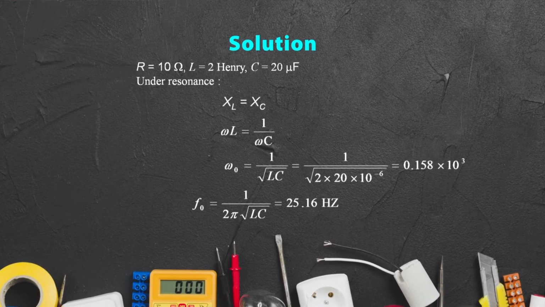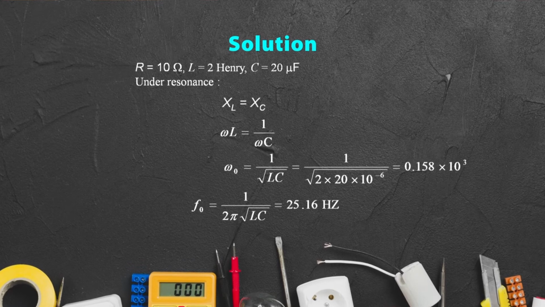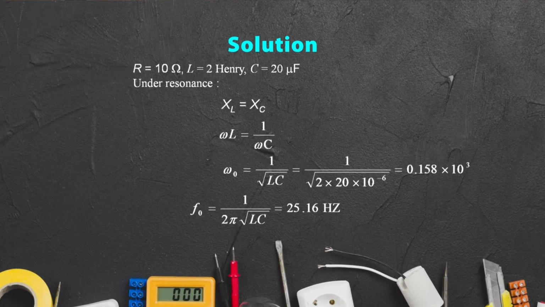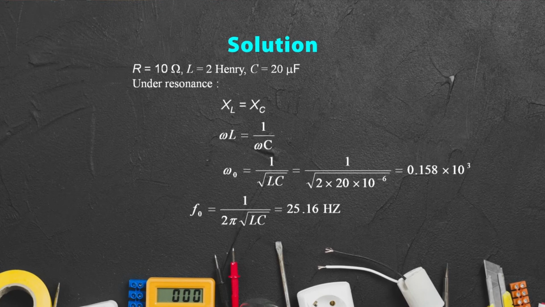Now you have a value of inductance and you have a value of capacitance. Just put the values of inductance and capacitance in this expression, that is omega naught is equal to 1 upon under root LC. The value of L is 2 Henry, and the value of capacitance is 20 microfarad, so C can be written as 20 into 10 to the power minus 6. After solving, you will get the value of omega naught equal to 0.158 into 10 to the power 3.